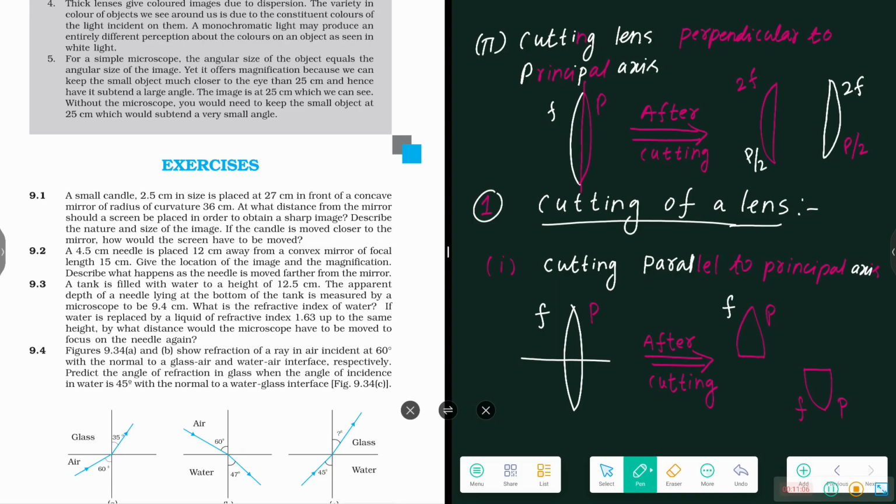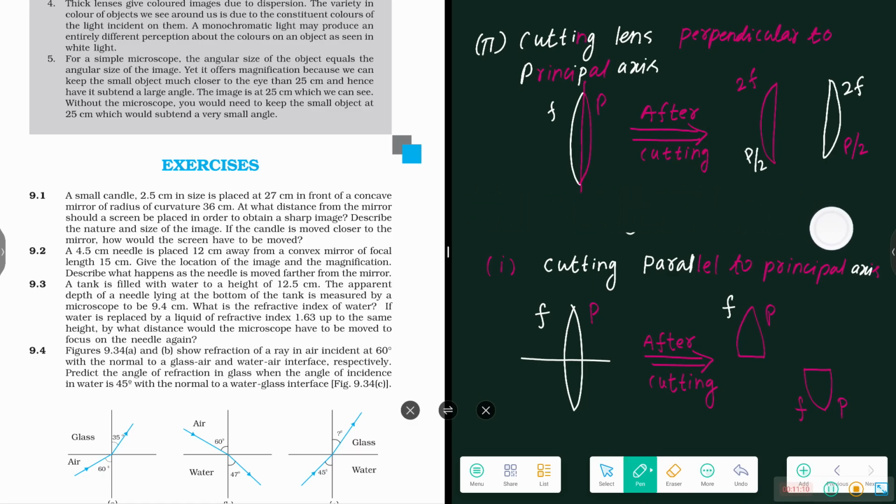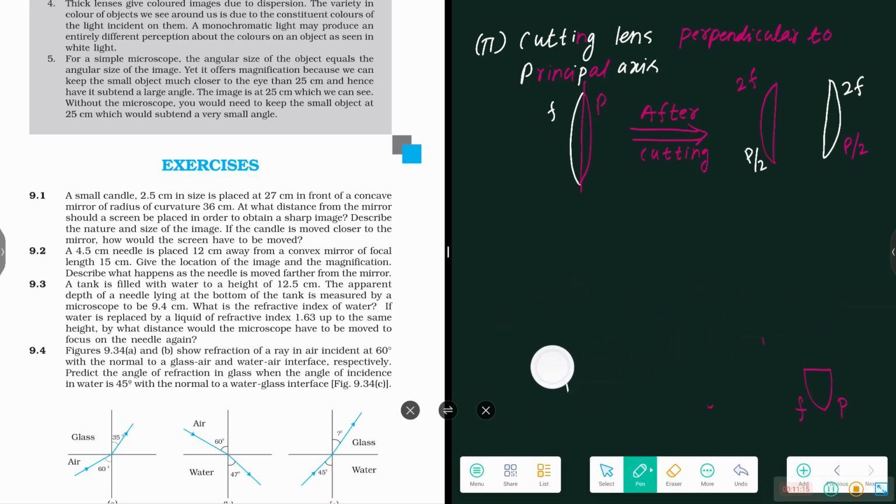Okay. Now second point. Cutting parallel to the principal axis, cutting perpendicular to the principal axis, both the things you remember. Okay, now second point, number 2.